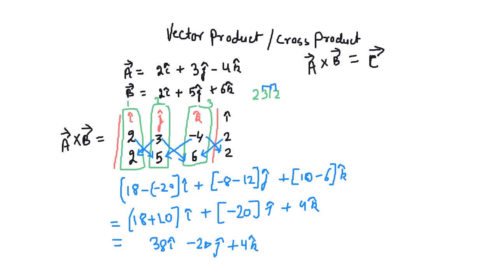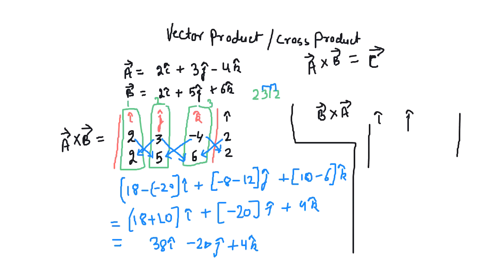Notice the answer very much contains direction. How about you guys try B cross A next time? I'll give you a hint before you try it. For B cross A, you have to write vector B on the top and A on the bottom. Corresponding to B, we have 2, 5, 6. Corresponding to A, we have 2, 3, and minus 4. Apply 2, 3, 1, 2, and you get the answer. You will notice that the answer will be exactly minus of this answer.